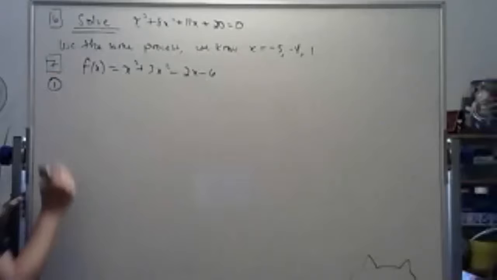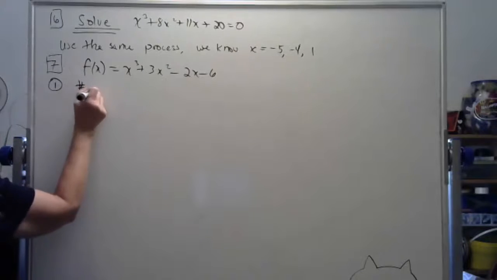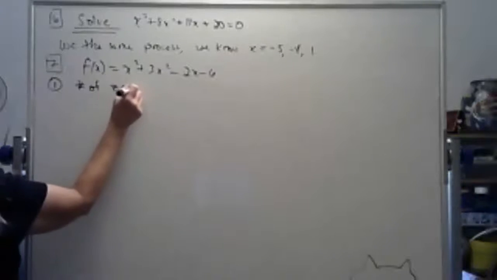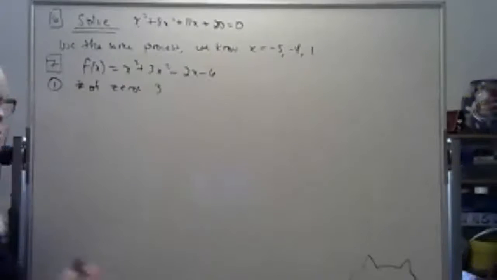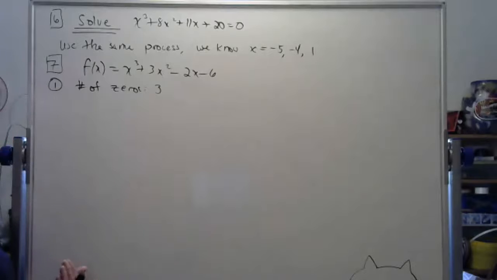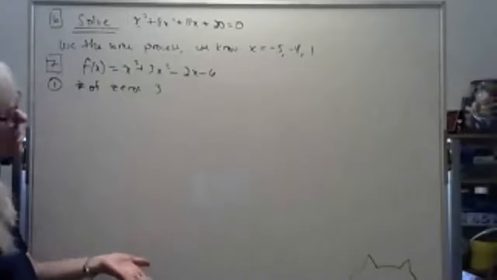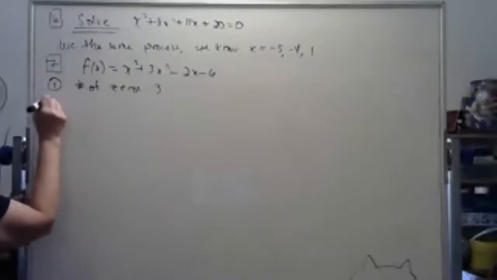So the first step is to figure out how many zeros we're looking for. So the number of zeros is 3. They might be real, they might be a mixture of real and complex. They could be rational with no radicals, or they might have radicals. We don't know. But the number of zeros is that first exponent, which is 3.